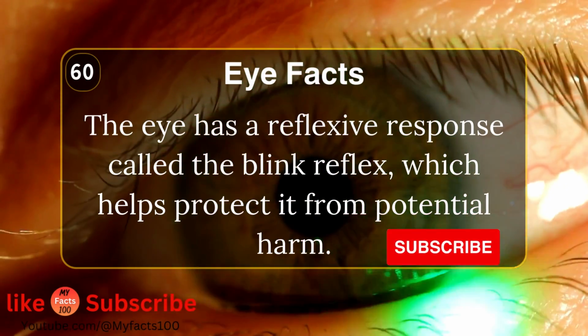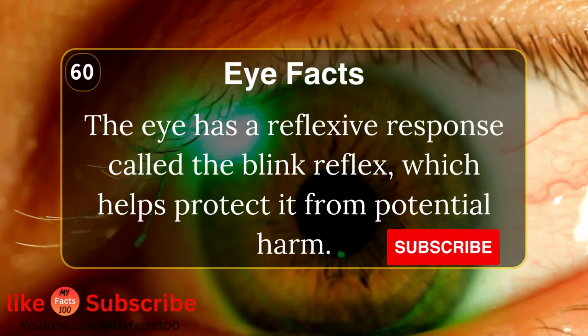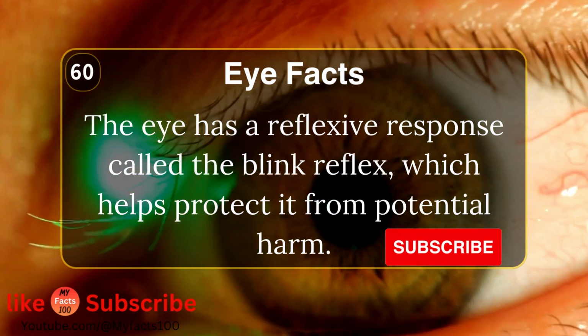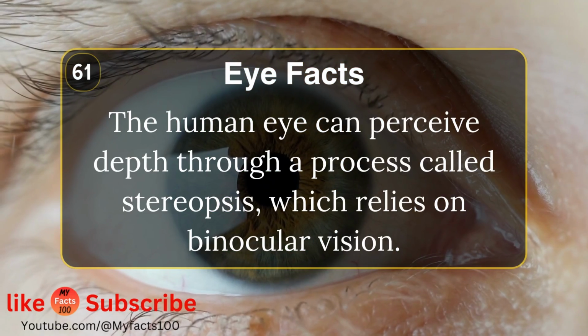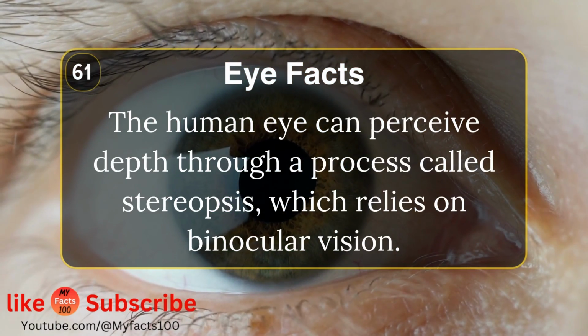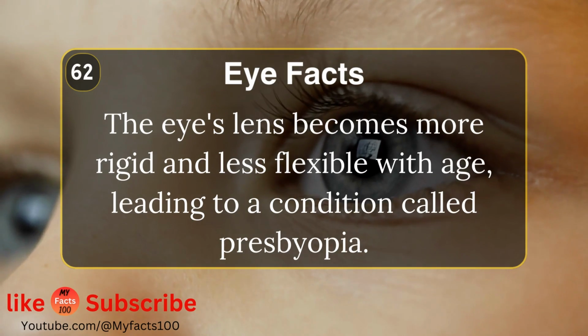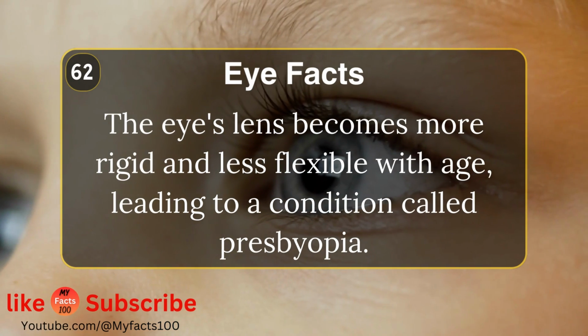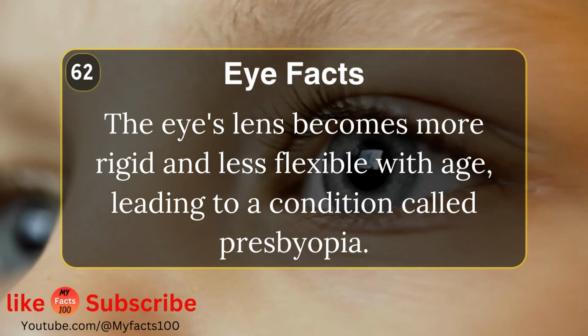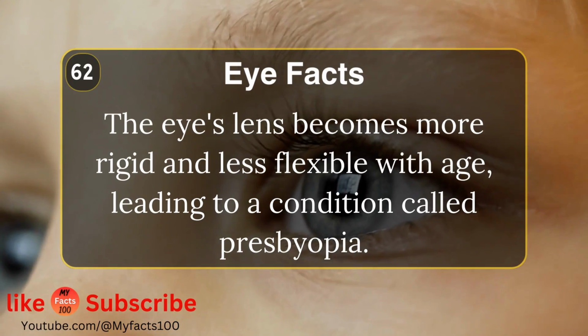The eye has a reflexive response called the blink reflex, which helps protect it from potential harm. The human eye can perceive depth through a process called stereopsis, which relies on binocular vision. The eye's lens becomes more rigid and less flexible with age, leading to a condition called presbyopia.